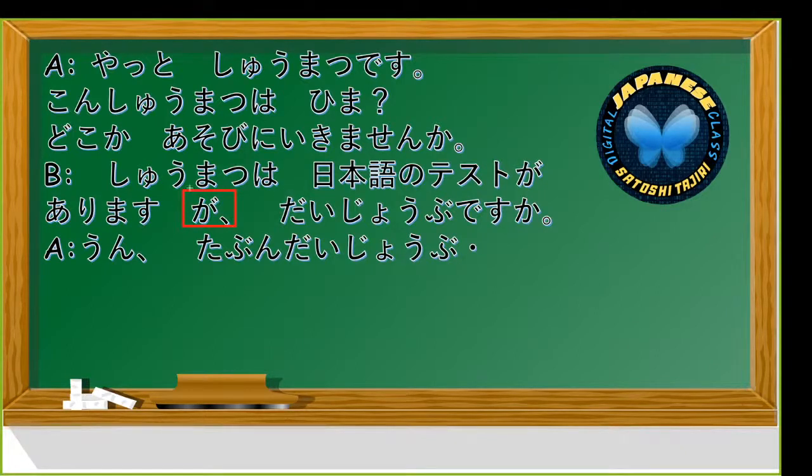But here we have ga because he's still doubting the invitation. So he's saying, but do you think it is okay? We have a Nihongo exam. Is it okay? Then we have hai or un for our plain form. Un, daijoubu, tabun. This is an adverb for maybe. It's okay.